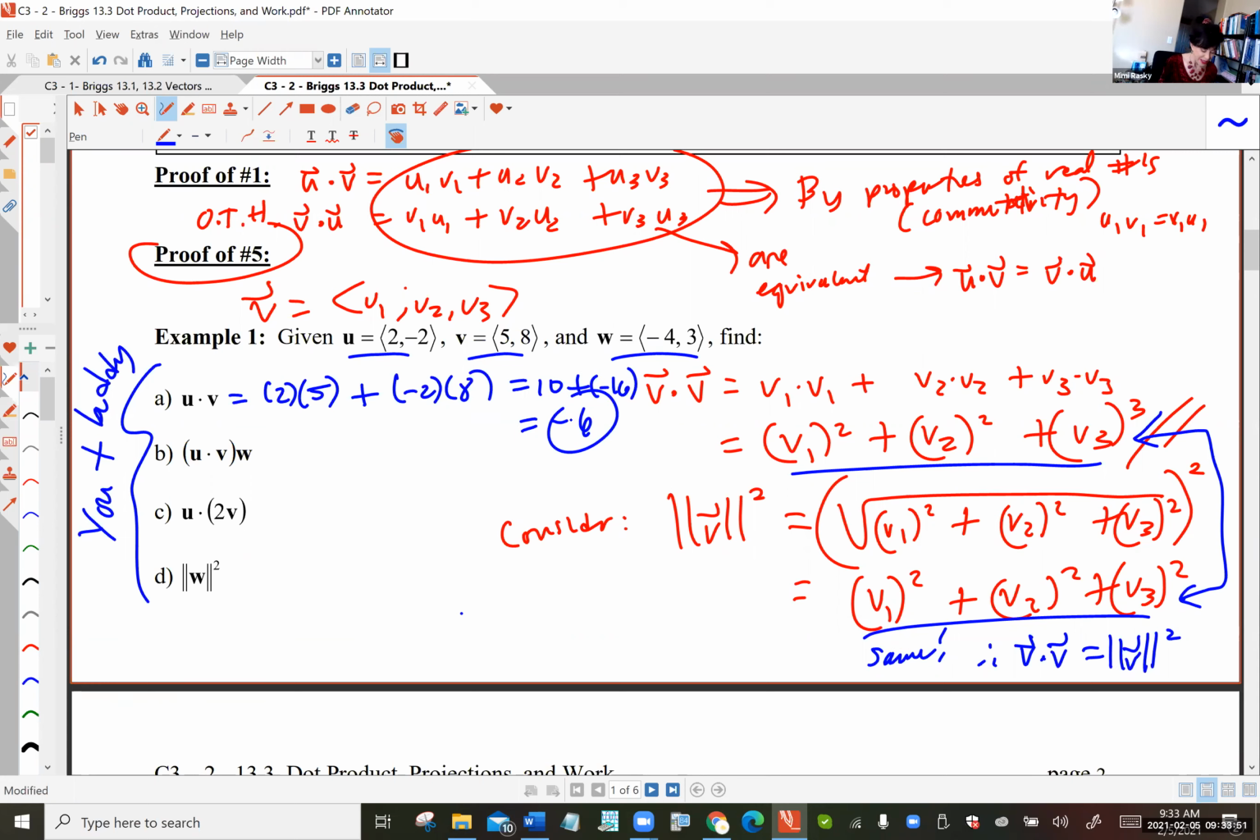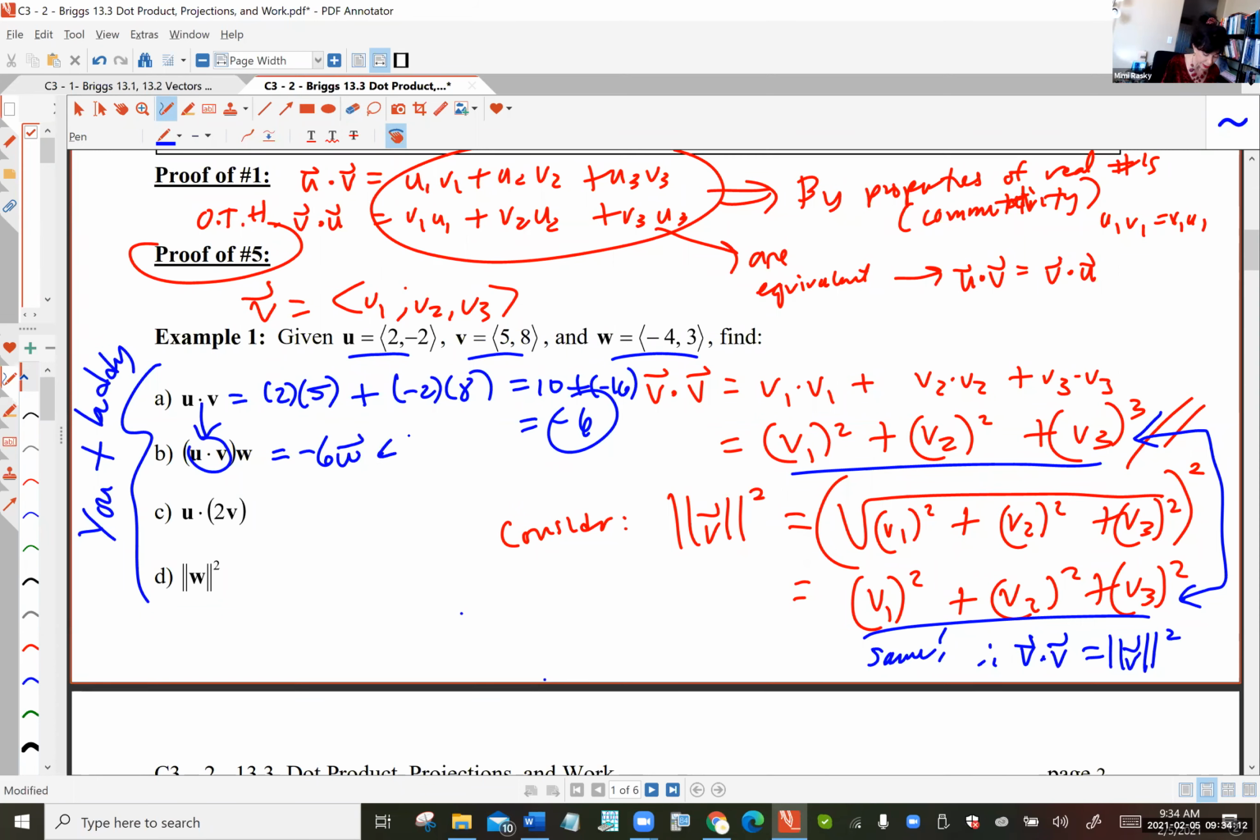Yes, yep. You have to be careful here. You already did u dot v in the previous part. So this is asking for negative 6 w, not a dot. I shouldn't even put a dot, just negative 6 w. There's no dot product happening between the -6 and the w.